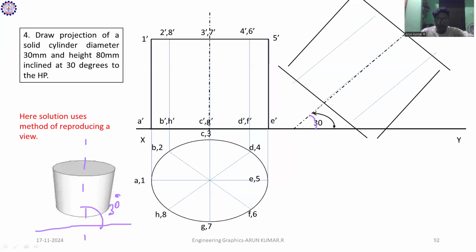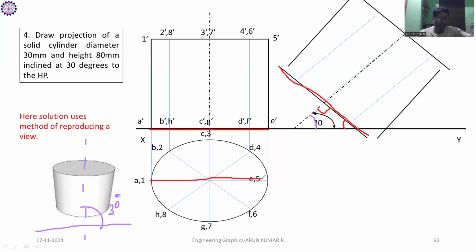In any problem, you take 90 degrees for this angle. So 90 minus 30 gives 60. First consider this line, which is at 60 degrees. First of all, you have to measure this line. This is a cylinder problem, so it will be 30 mm.